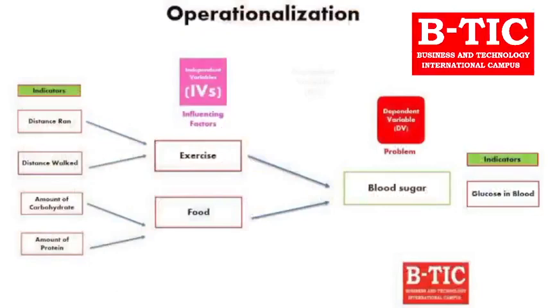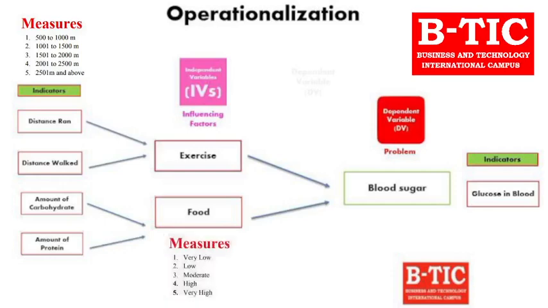After developing indicators, we have to develop some scale to measure these indicators. So to measure distance walked and distance ran, we can use the meter scale. So in this screen you can see 500 to 1000 meters, 1001 to 1500 meters and so on. And your amount of carbohydrate consumed, you can use a scale that may be very low consumption, very high consumption on the Likert scale. And on the other side, glucose in your blood can be measured using the milligram scale, 75 to 100, 101 to 125, and so on. So we are developing scales as well.